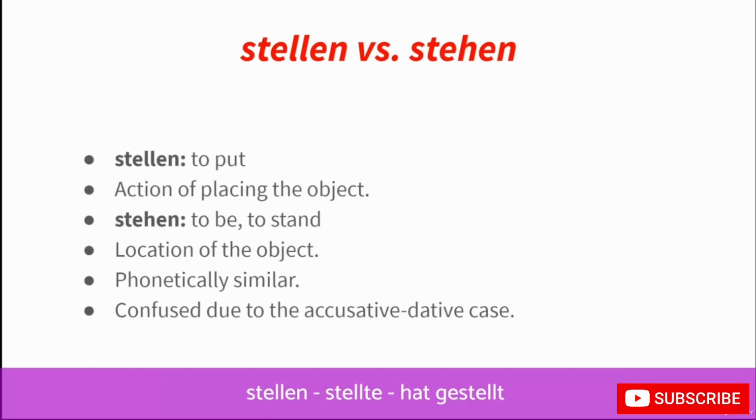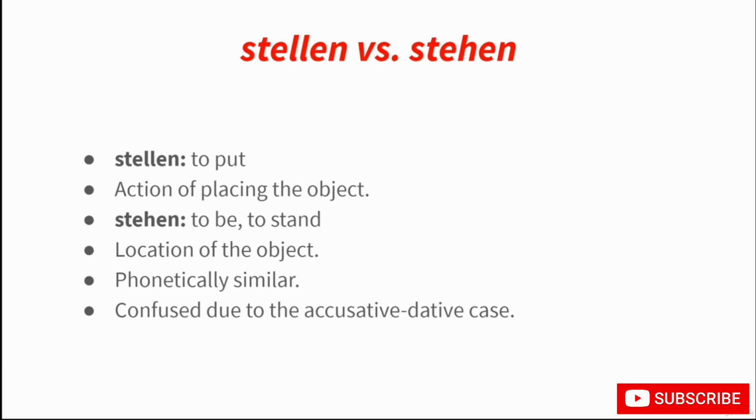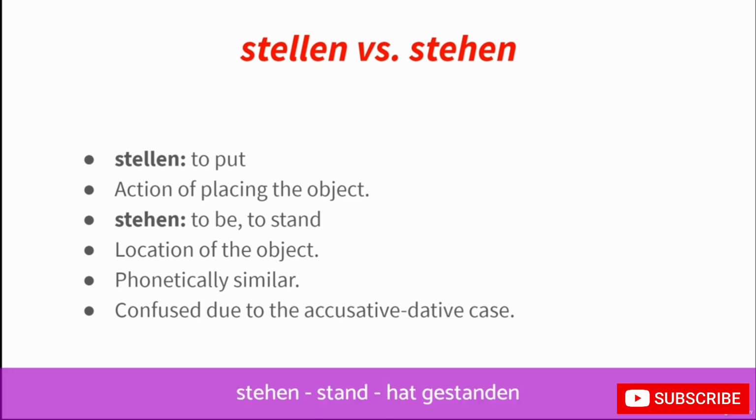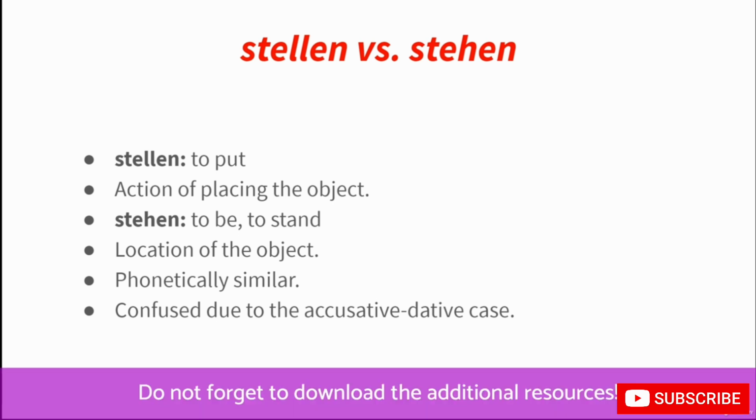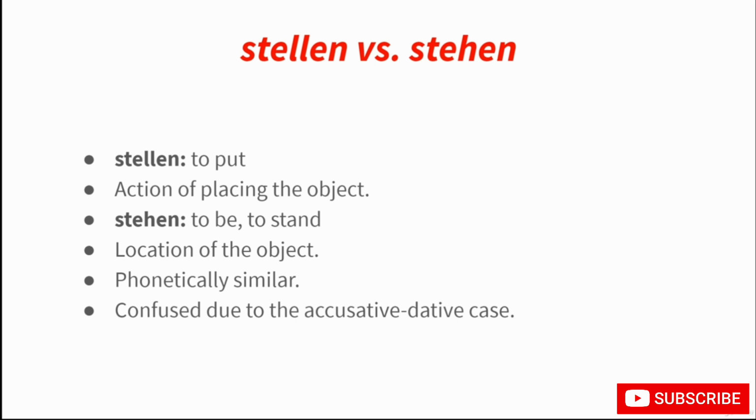Stellen means to put. There is an action of placing the object. But stehen means to be or stand, and it gives the location of the object. As you can see here, they are phonetically similar. Stellen, stehen. At first look, it is a little bit hard to understand the difference. They are not only phonetically similar, but also confused due to the accusative and dative case.